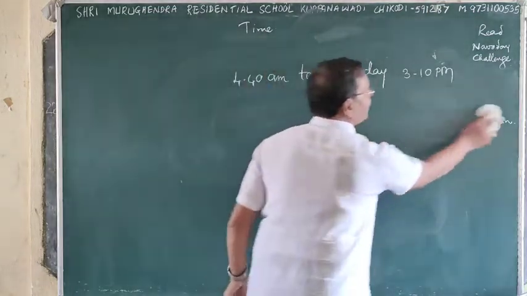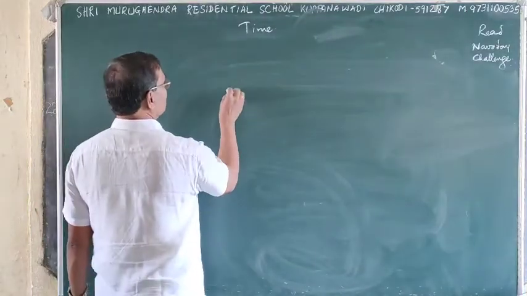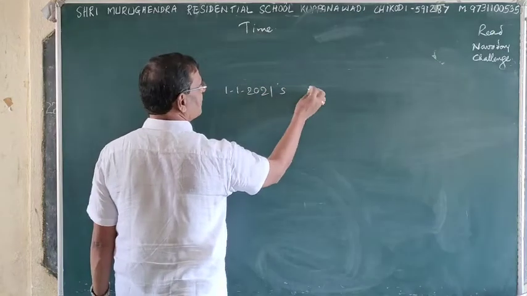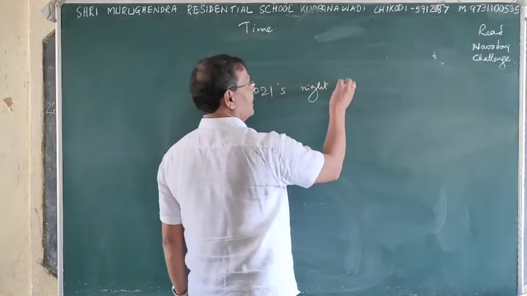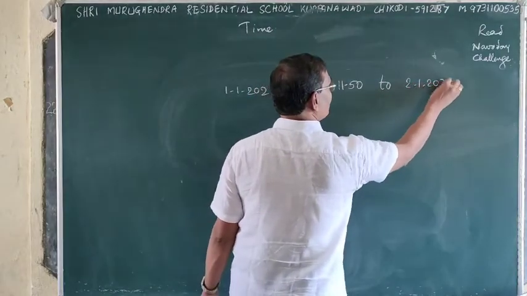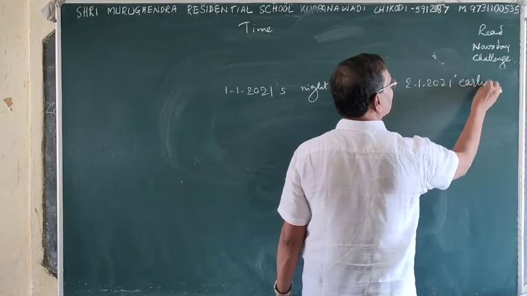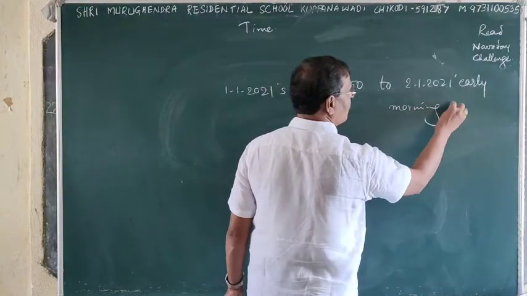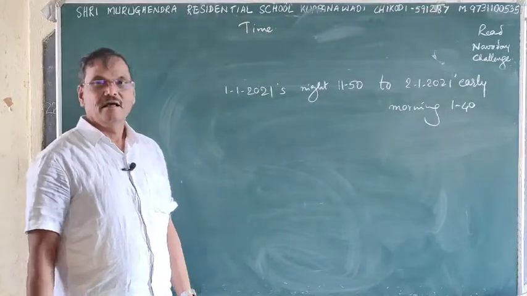See, one more example I am giving. 1/1/2021's night 11:52 to 2/1/2021's early morning 1:40. How much time is it?